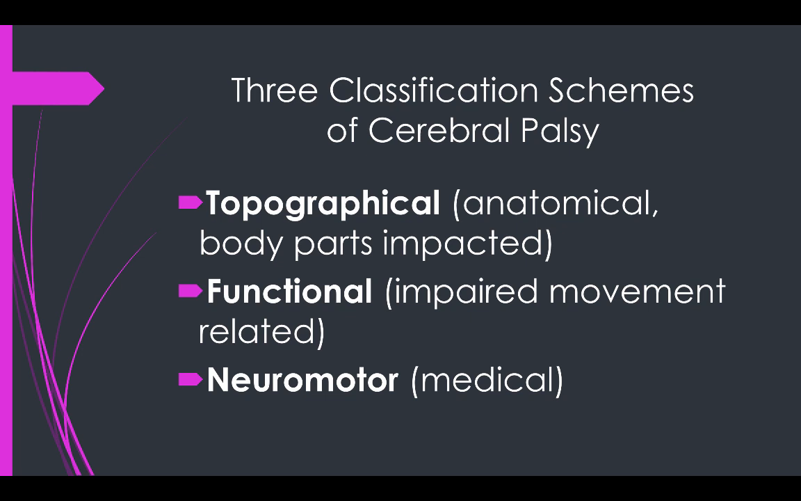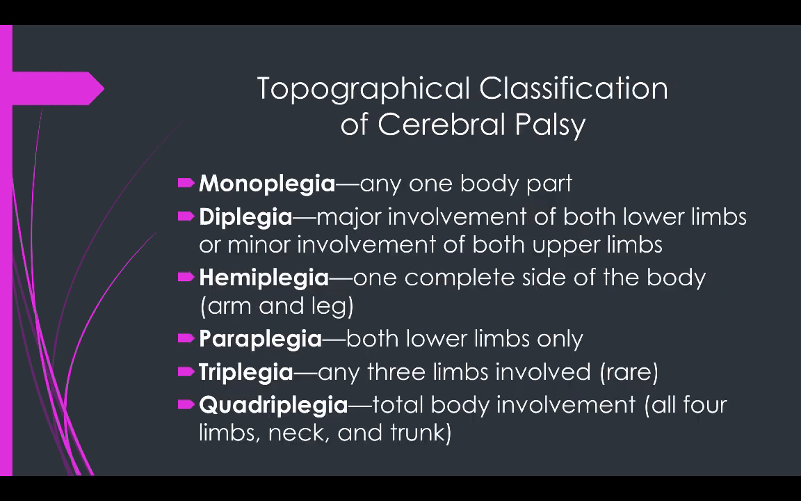So there's three different ways to classify CP. One is a topographic way, which is anatomical, based upon the body parts that are impacted due to CP. The second way is functional, talking about the degree of impairedness within the body. And then the third way is neuromotor. So we're going to go through all three of these different classification systems of CP.